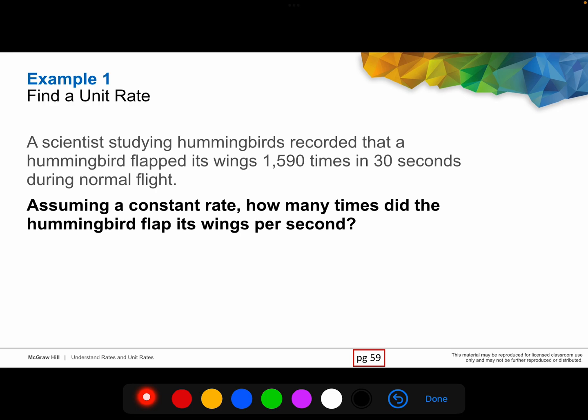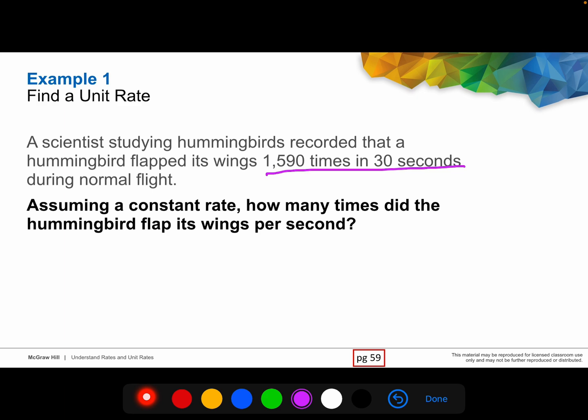Let's take a look at example 1 on page 59. A scientist studying hummingbirds recorded that a hummingbird flapped its wings 1,590 times in 30 seconds during normal flight. Assuming a constant rate, how many times did the hummingbird flap its wings per second?